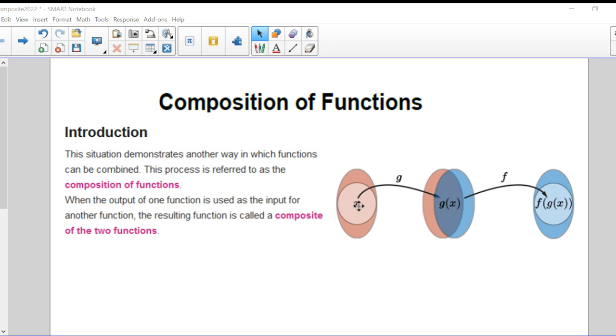So you take the x and put it into this g function, right? And then whatever you get from the g function, you put that into your f function and you get a final result from that. That's the whole essence of compositions of functions. The input of one function, or the output, I should say, of one function becomes the input of the other.